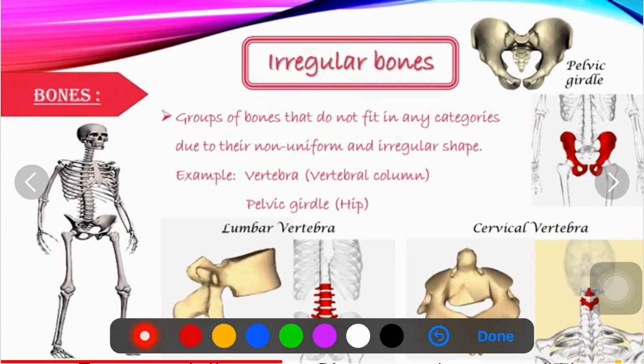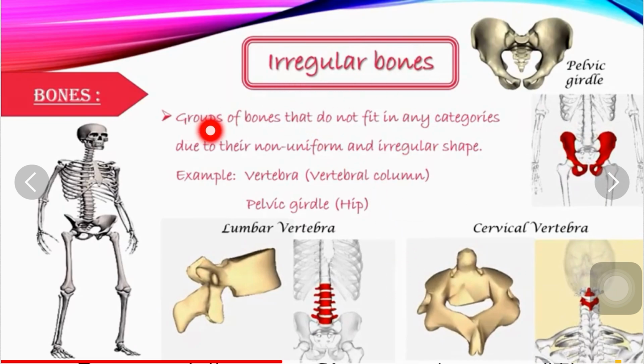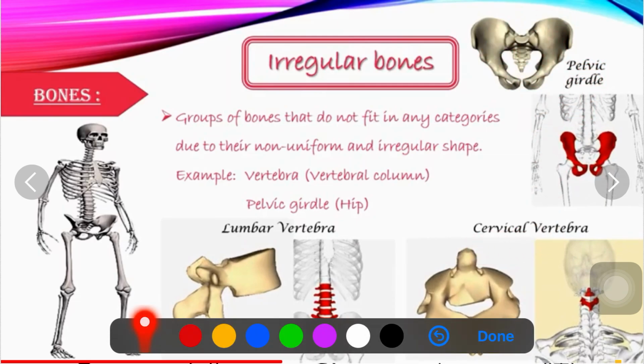Irregular bones. Student, irregular bones are the groups of bones that do not fit in any category. Due to their non-uniform and irregular shape, they are called irregular bones. Examples: vertebra, that is the vertebral column, and pelvic girdle, that is the hip bone. As you can see, this is the lumbar vertebra, which is present on the backbone, the cervical vertebra, and the pelvic girdle, that is the hip bone.